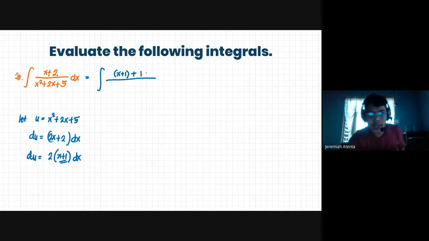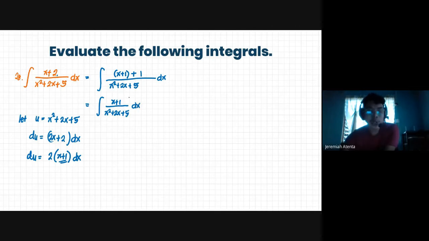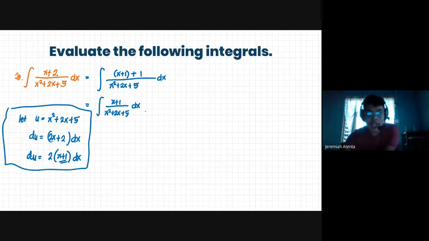Over x squared plus 2x plus 5 dx. Take note, lost of fractions, we can separate x plus 1 over x squared plus 2x plus 5 and 1 over x squared plus 2x plus 5, right? So this will become the integral of x plus 1 over x squared plus 2x plus 5 dx. Dito ngayon natin magagamit ito lahat. Okay? Dito natin siya magagamit.